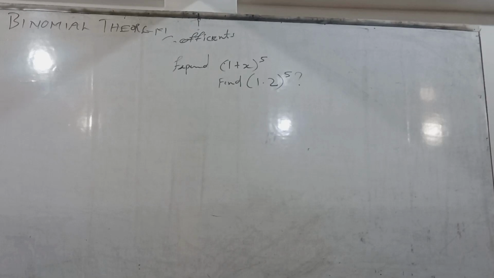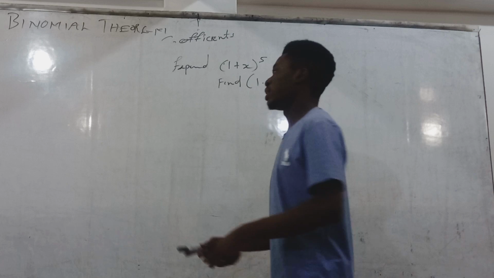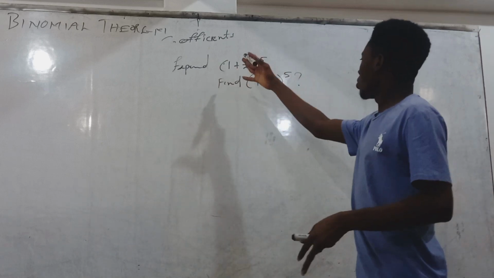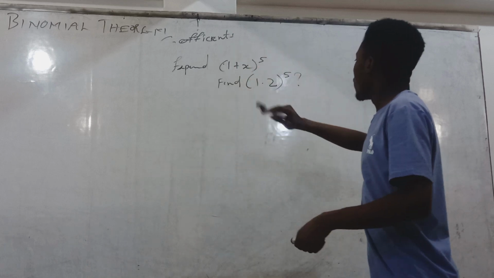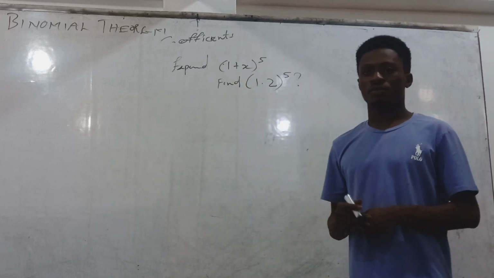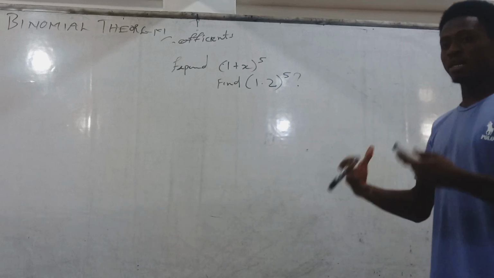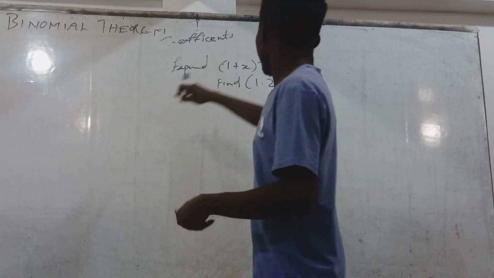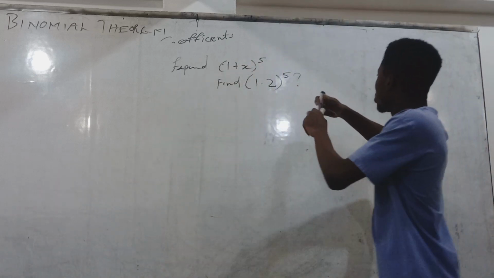So a typical question can come like this: expand (1 + x)^5 and find the value of 1.2^5. This is a typical question that may come. With this one, you can use Pascal's triangle to do the expansion, which I've already taught you, or you can use this formula.